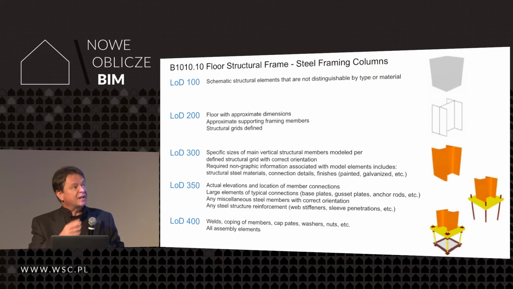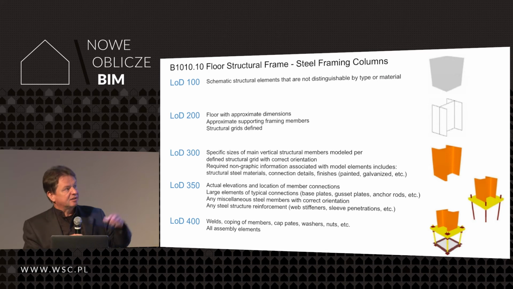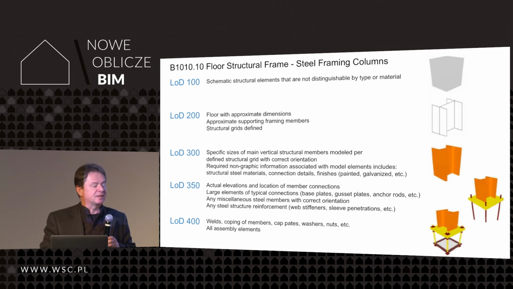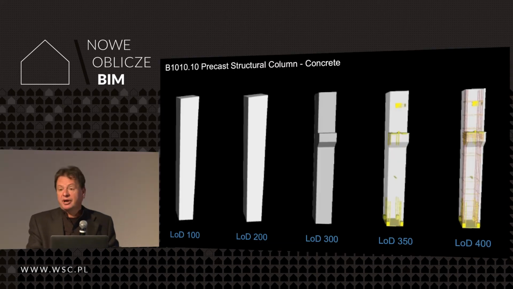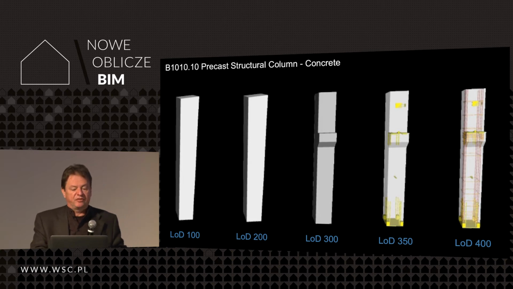This means that, for example, you can show a column at different scales, the geometry in such a way, but there is also a description about how it is assembled. You see the LOD, the bigger the number is, the more detailed it is shown, not only the geometry, but also the description. For a steel column, and you have the same for a reinforced concrete column. So these are the different LODs which are defined, used by the Americans.